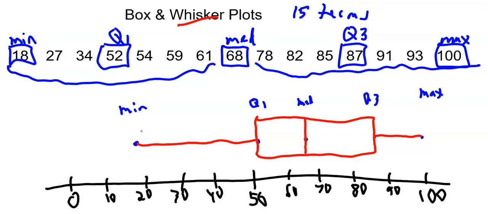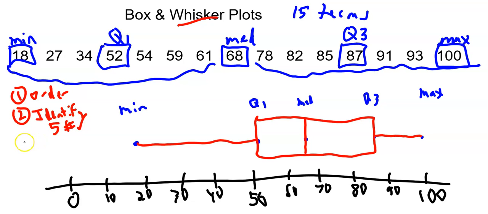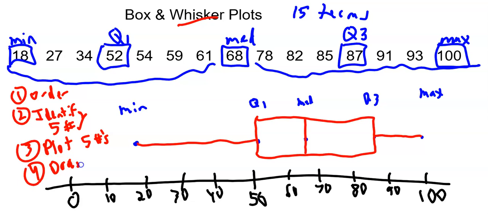You have to put the numbers in order. Step 1, order the numbers. Step 2, you want to identify the 5-number summary. Step 3, plot those 5 numbers. And step 4, draw your box and whiskers, the box plot.